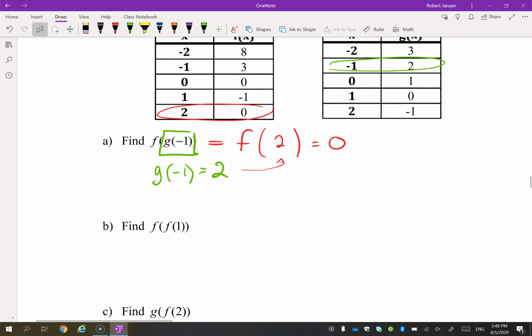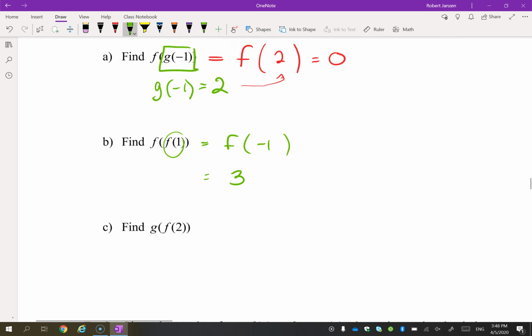All right, let's try another one. So first, we're going to take f of 1. What is f of 1? It's negative 1. So they're going to go f of, and what is f of 1? It's negative 1. Okay? And then if we go, what is f of negative 1? It's 3. Okay? Be careful when you do these.